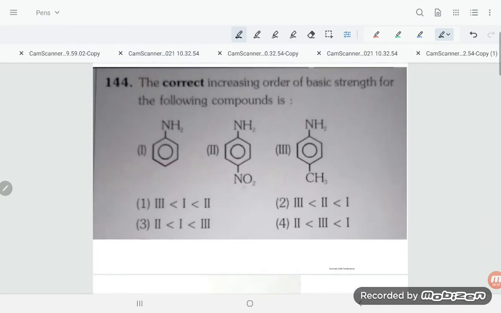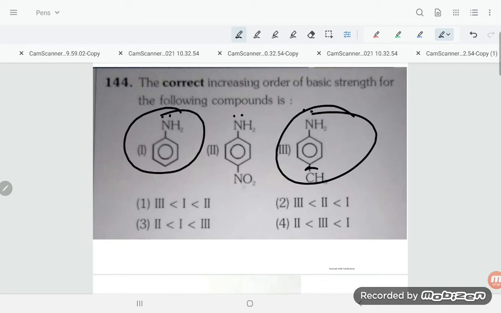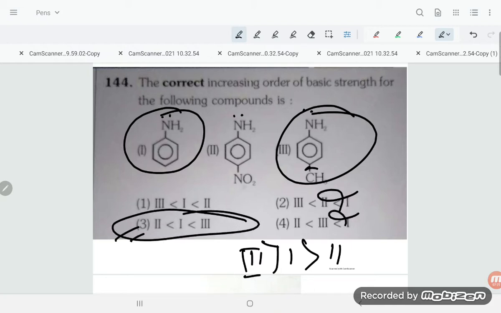Now the correct increasing order of basic strength. You see here is a lone pair, here is a lone pair, here is a lone pair. This is a donor, and this is electron withdrawing, so this is most basic. So third will come first, then first, and then second. Third, first, second, so option number 3 is correct, students. Third first second is the order. So now let us move on, student, to the next one, 145.